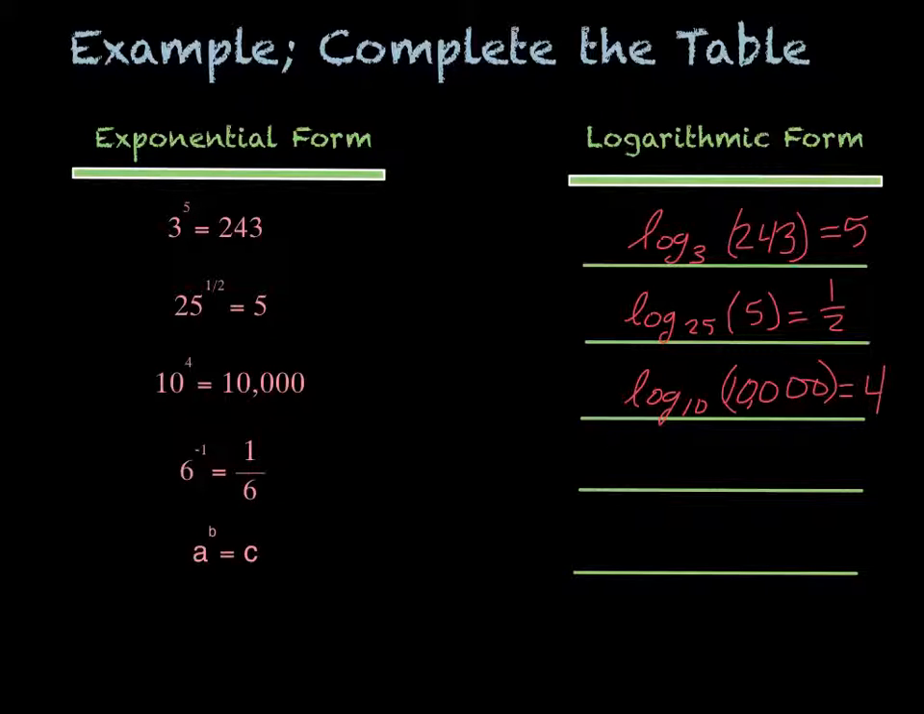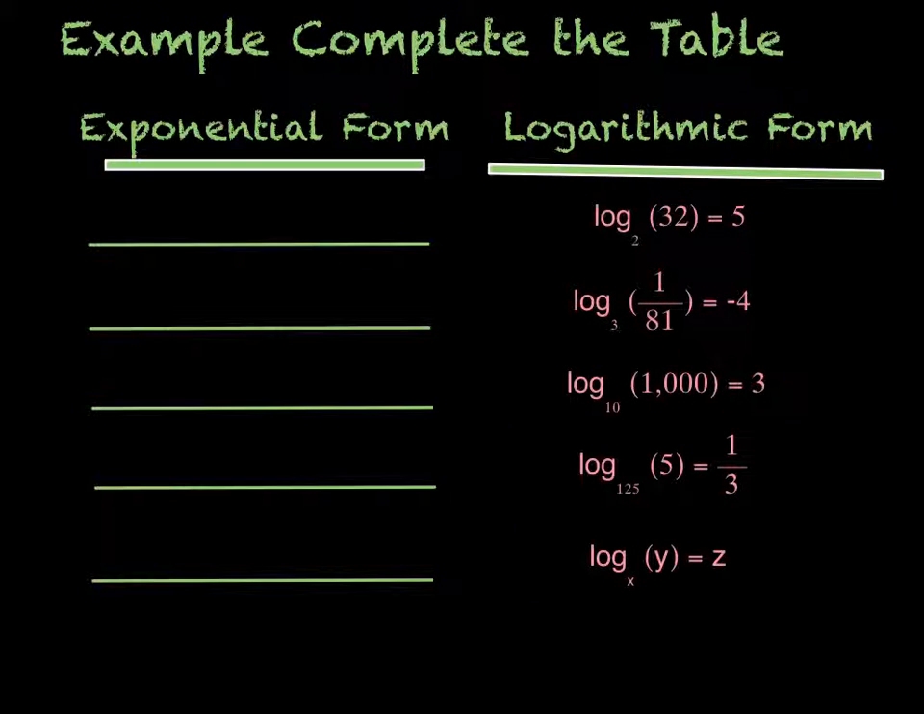And the next one, 6 to the power of -1 equals 1/6. So that is log base 6 of 1/6 equals -1. And the last one, we only have variables. A to the power of b equals c. So that would be log base a of c equals b. So that is converting from exponential to logarithmic form.